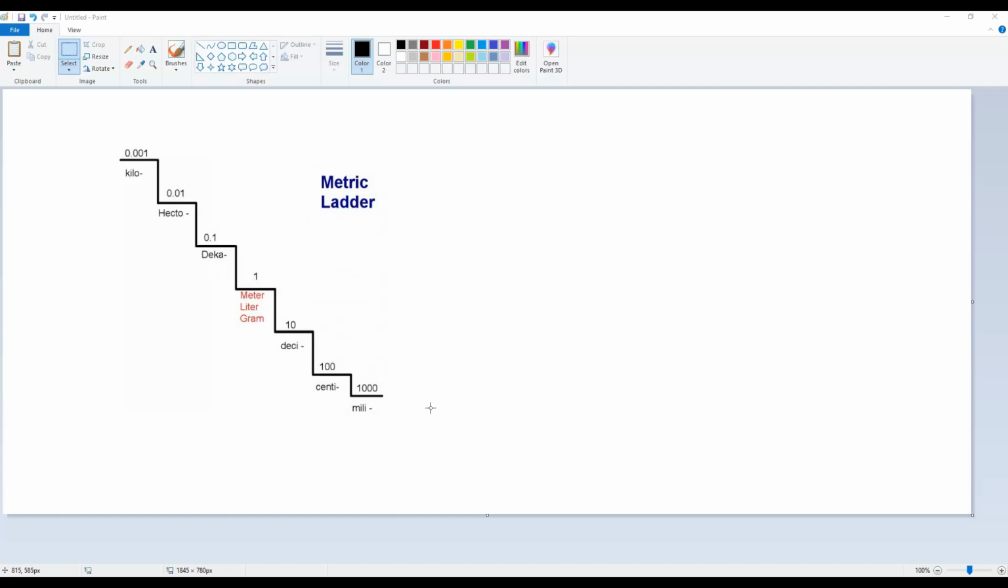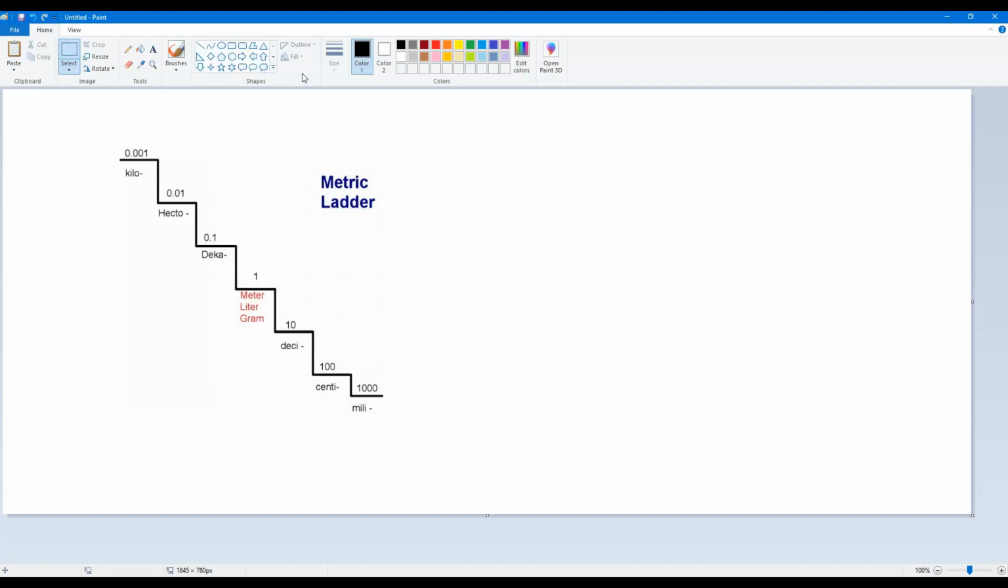I found this great graphic called the metric ladder, which gives you the conversions for meter, which is the length unit, liter, which is the volume unit, and gram, which is the mass unit in metric. And then it gives you the prefixes kilo, hecto, deca, and deci, centi, milli. I'm going to show you two ways that you can use this. One way is by using it as a conversion factor.